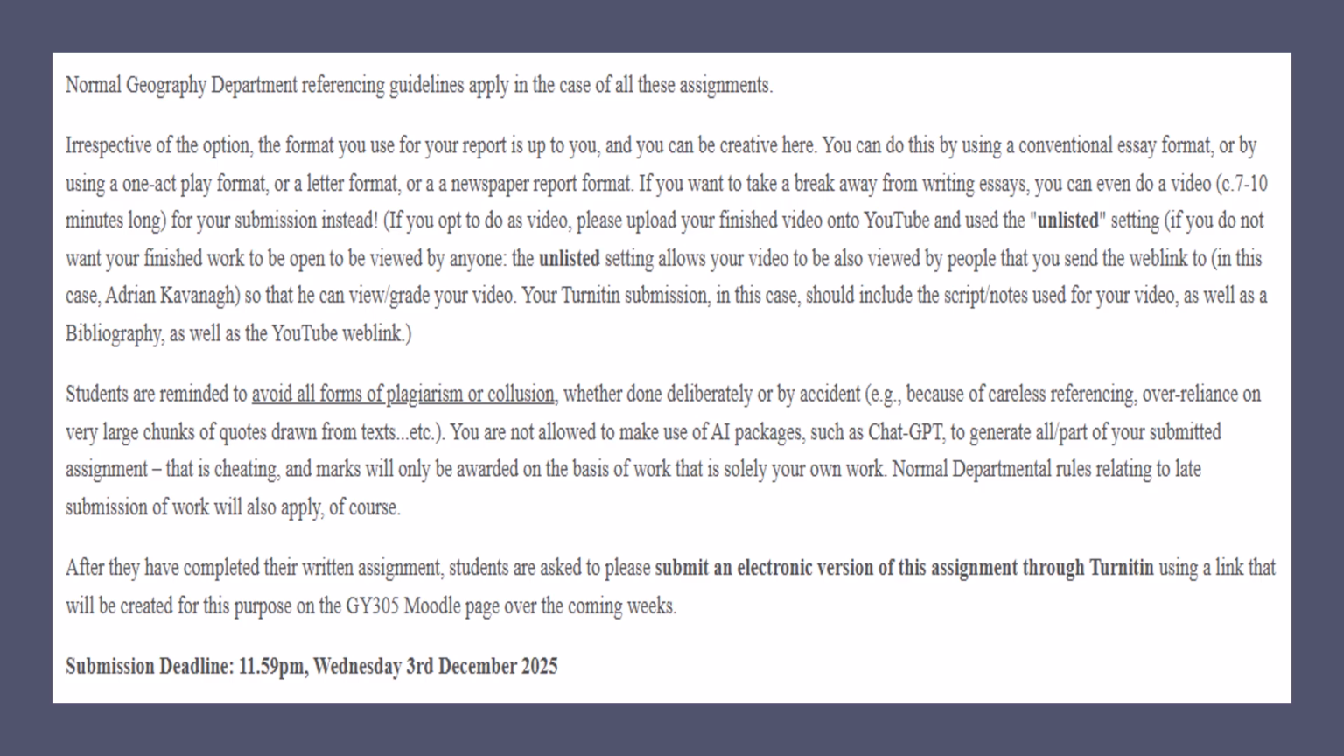So yeah, as I said, carrying on from the previous slide, normal geography department referencing guidelines apply. Follow the department referencing format for producing your list of references or your bibliography. If you're getting different chapters from a book, you just need to list the book in the list of references. So you don't need to go chapter 2 of Creswell and a separate one for chapter 3 Creswell. Just list Creswell's book in the list of references.